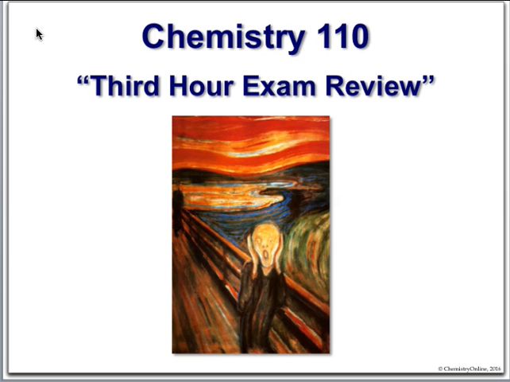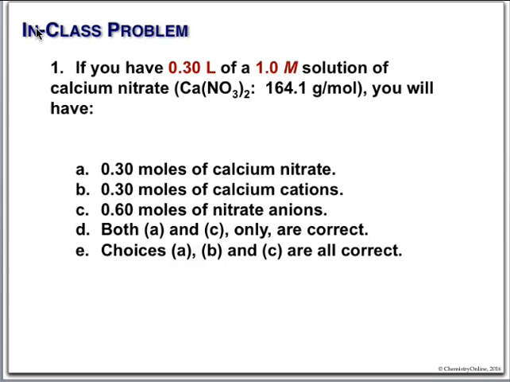This is the third exam final review, and it covers chapters 6, 7, and 8. So basically solutions and pH problems. Let's start off with this guy. We have 0.3 liters of a 1 molar solution of calcium nitrate.